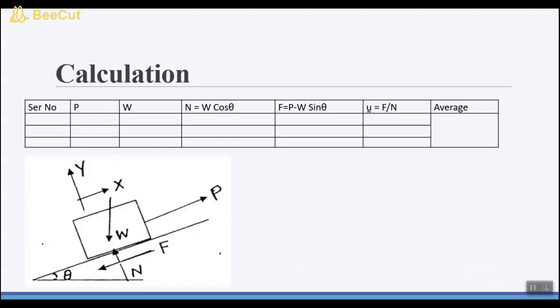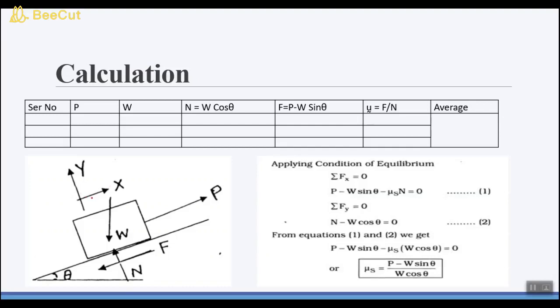So coming towards this figure, here you can see that this is the weight of the wooden box which is acting downward. This is the weight of the hanger with the help of which you try to move this wooden box, and as a result a friction force is acting in the opposite direction, and this is the normal force, and this is theta, the angle of the wooden inclined plane, and you are considering this coordinate axis. So what you have to do is apply the equilibrium condition.